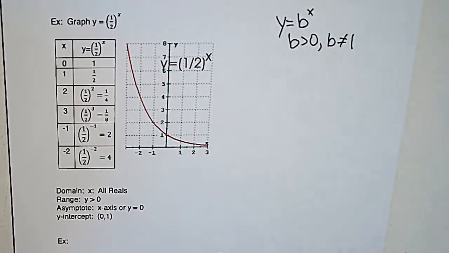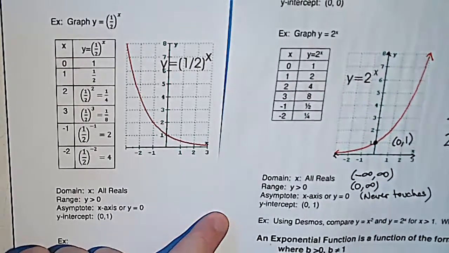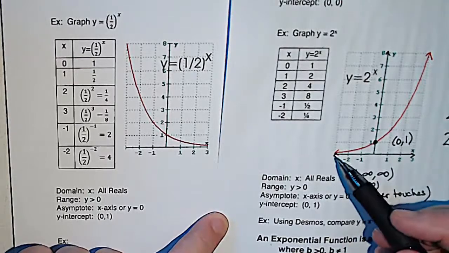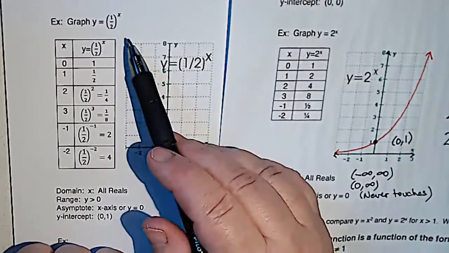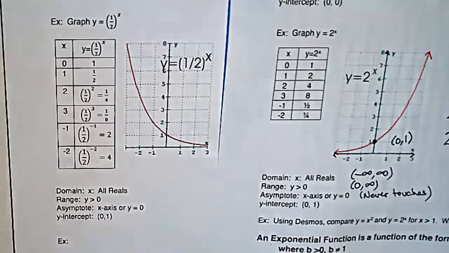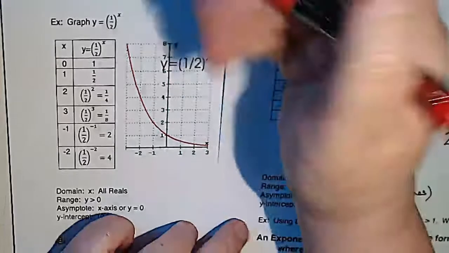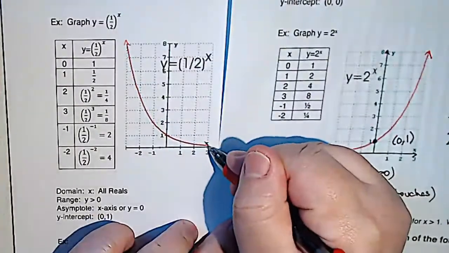Let me remind you of what 2 to the x looks like. 2 to the x goes swoop up, and 1/2 to the x goes swoop down, which is really interesting. Well, at least I think it's really interesting. Let me add some arrows because I can't help myself. These things have to have arrows.